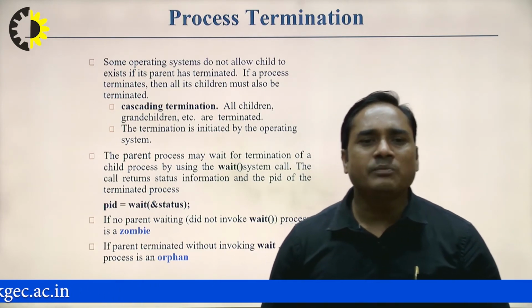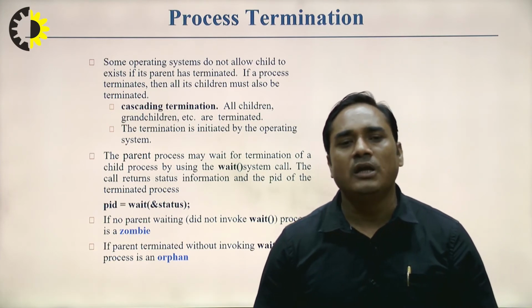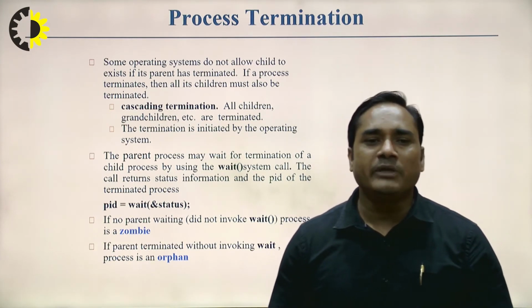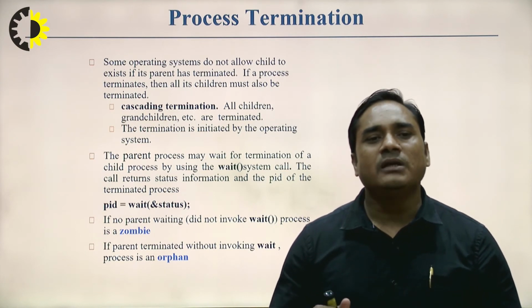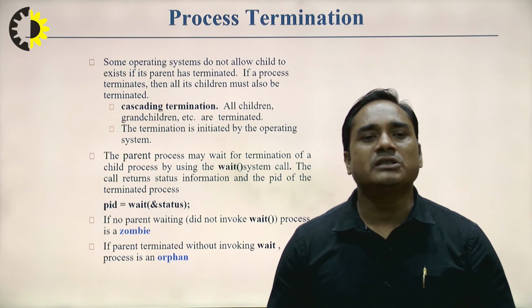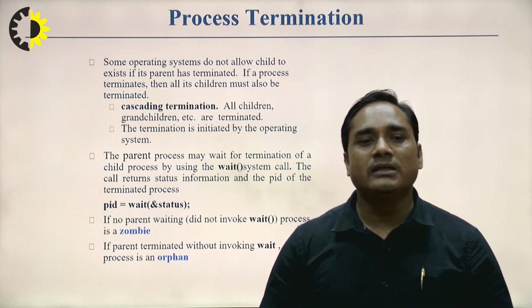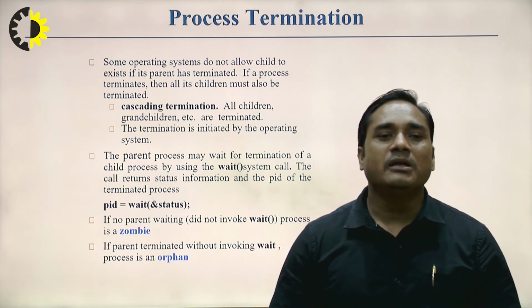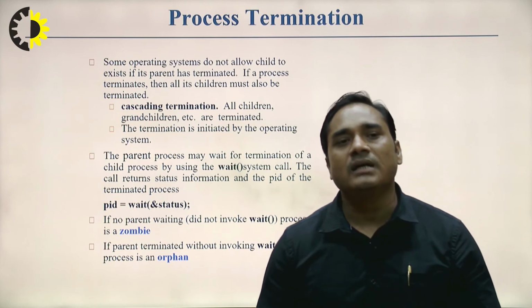The parent process may wait for the termination of a child process by using the wait system call. If the child is going to terminate, then after the child terminates the process, at the last the parent will terminate, so that we can easily communicate with each other and the required information will be shared among the children and will not be lost. So these are the operations.